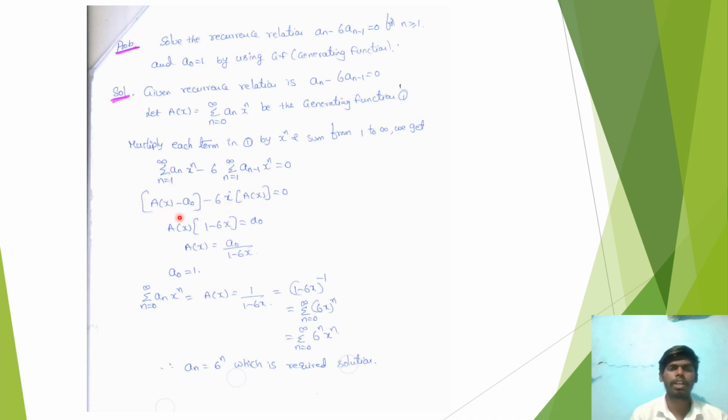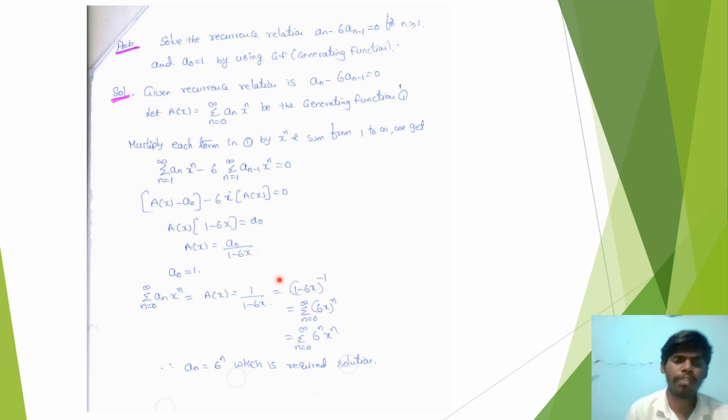So we have to separate the A of x terms on one side and all the remaining terms into the RHS. So we'll get A of x is equal to a naught by 1 minus 6x, and we know that a naught is equal to 1. So by substituting this value, we'll get A of x is equal to 1 by 1 minus 6x.